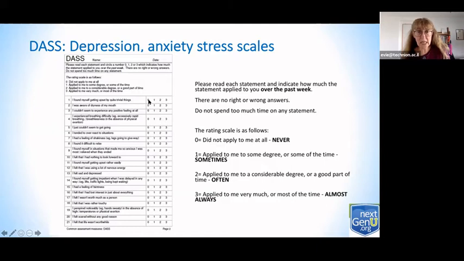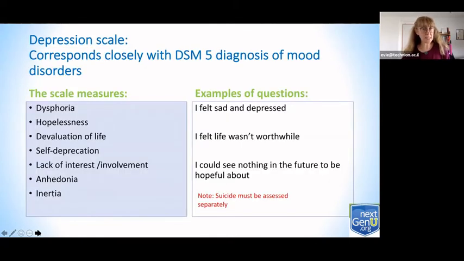So 0 did not apply to me at all. That's never. 1 is applies to me to some degree or some of the time. So that's sometimes. 2, applied to me to a considerable degree or a good part of time. So that's often. And 3, applied to me very much or most of the time. That's almost always. And you get your patient or your client to fill that in. Now, we said there are 3 scales, so let's look at them in a bit more detail.